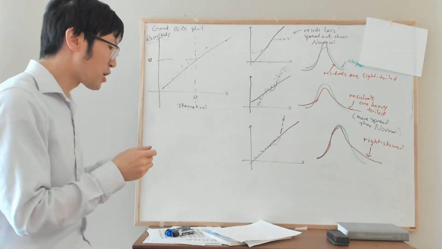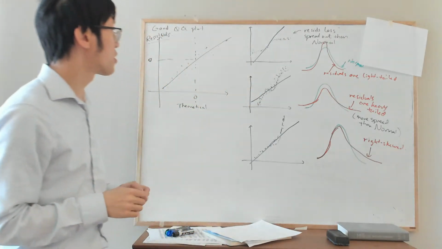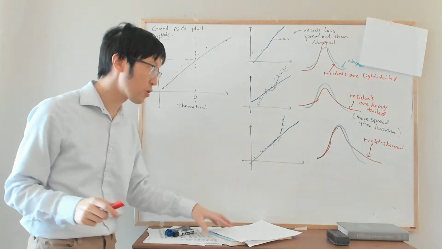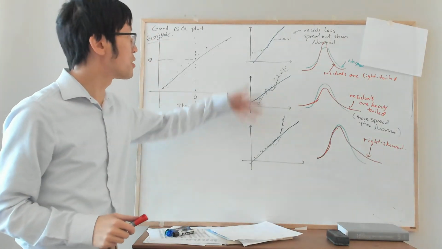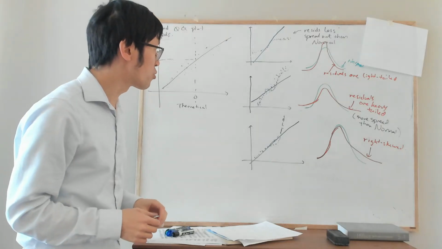Okay, so those are examples of things that we can detect with QQ plots that we might not be able to see just by looking at a histogram of the residuals. So we can detect more subtle kinds of deviations from a normal distribution.